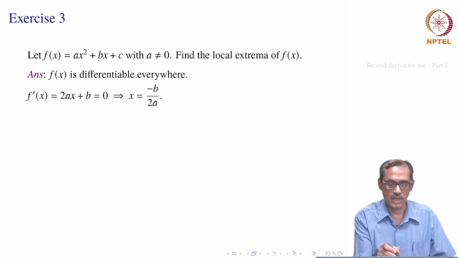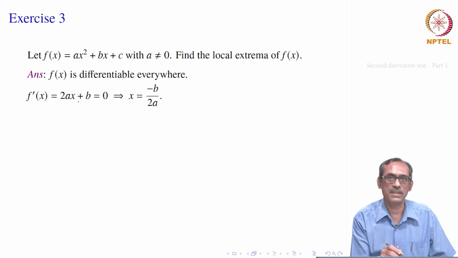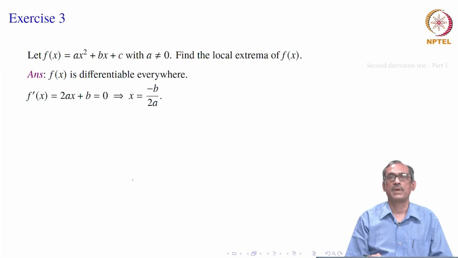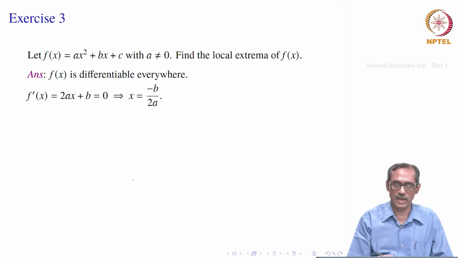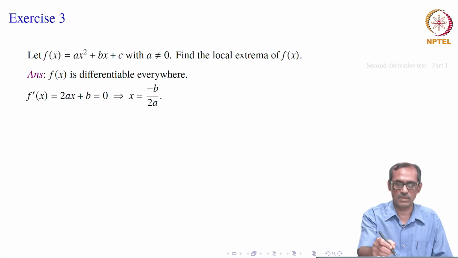What we do is see that it is differentiable everywhere, even twice, since it is a polynomial. So, f'(x) gives us 2ax + b, and to find the critical points we equate that to 0, and we get only one point, x = -b/2a. This is the only point where there can be a local maximum or local minimum, because the function is defined throughout R. So, there are no endpoints.